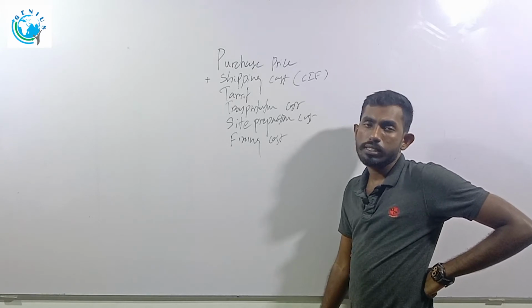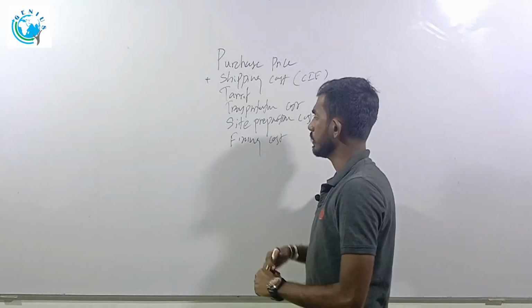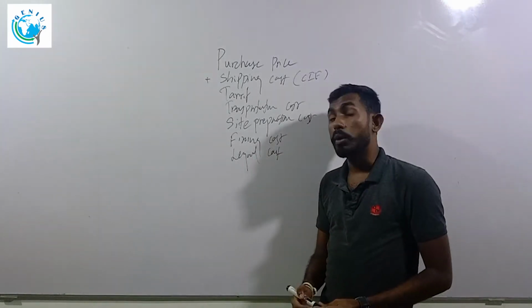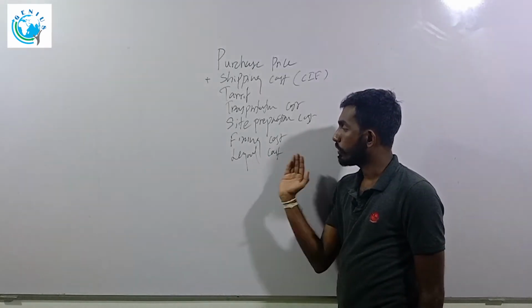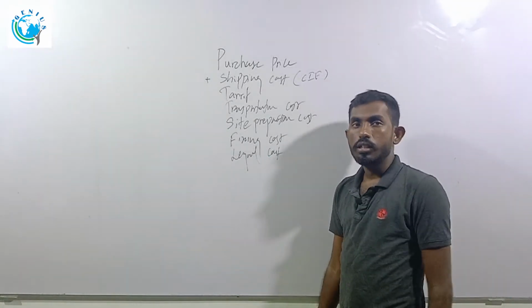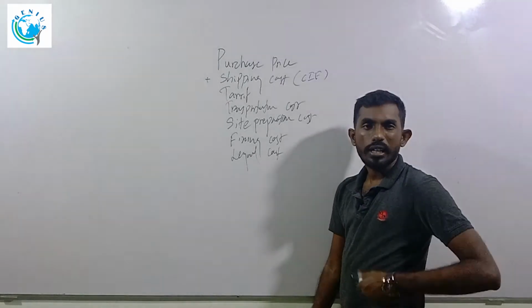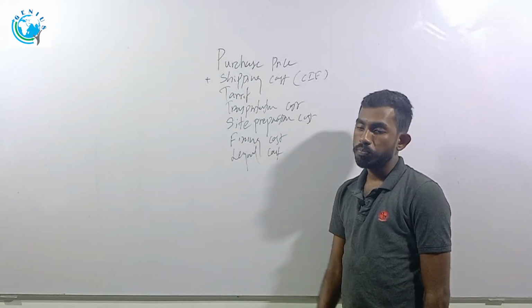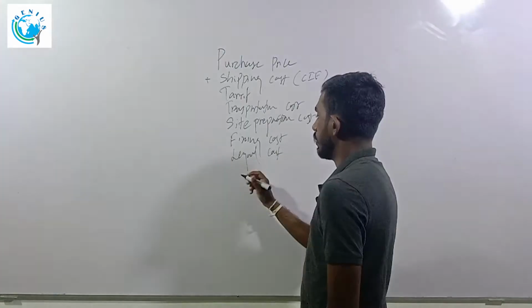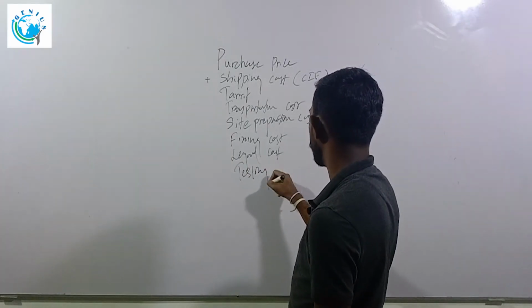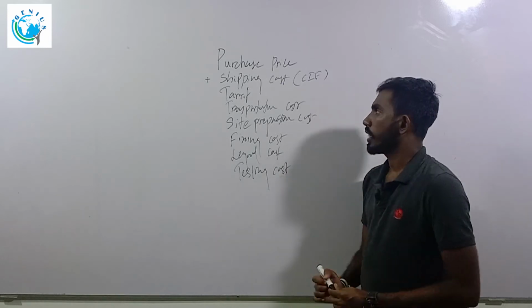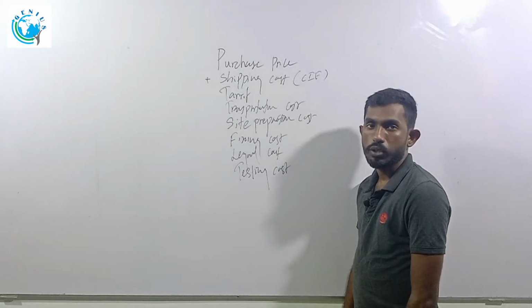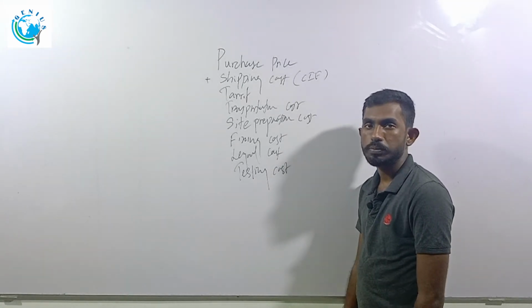Then sometimes for some assets, some PPE items, we have to incur some legal cost as well. In order to use that, there are legal procedures that we have to adhere to. So for that I have to incur legal cost. Then after the legal cost, we usually do a trial run or test run. For that we have to incur some cost, so we say testing cost. Okay. Now, after the testing I can use the machine for my production.